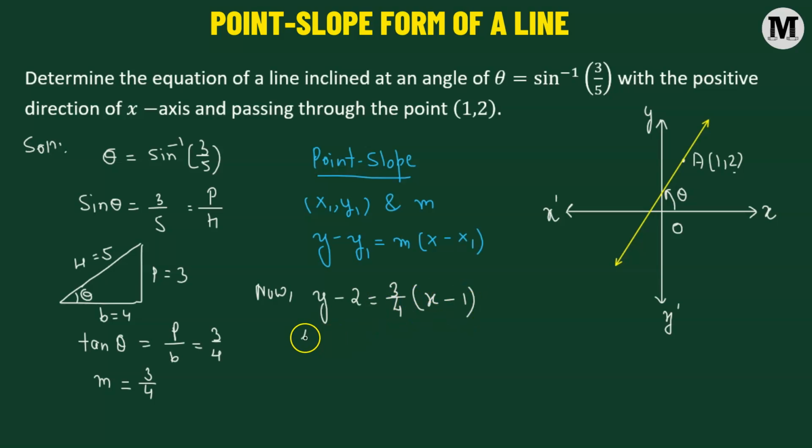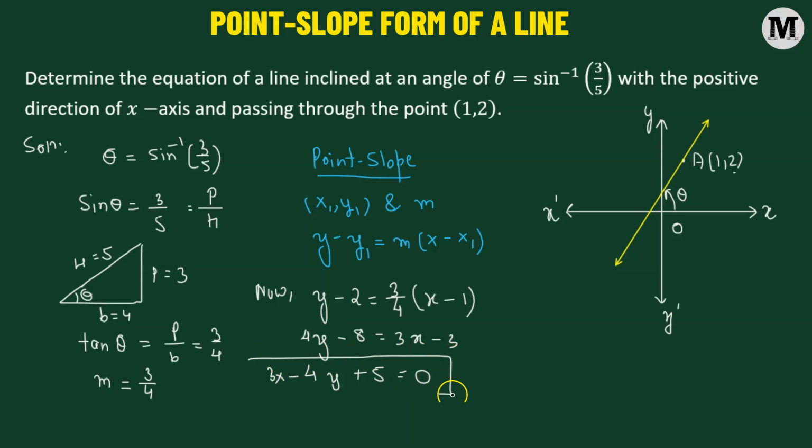Okay, so let's further simplify. We're going to multiply throughout by 4. So we have 4y minus 8 equals 3 times x minus 1. So we get 3x minus 3. So let's rearrange the terms. So we have 3x minus 4y plus 5 equals 0.